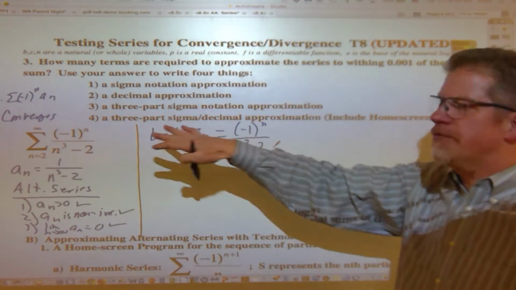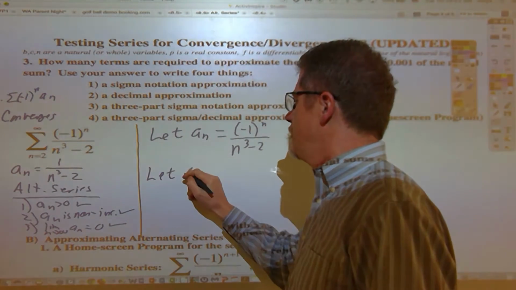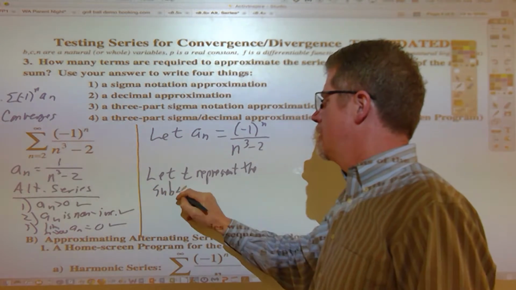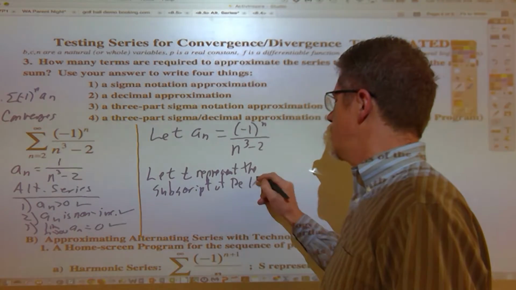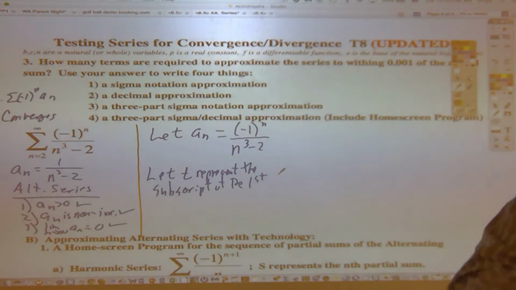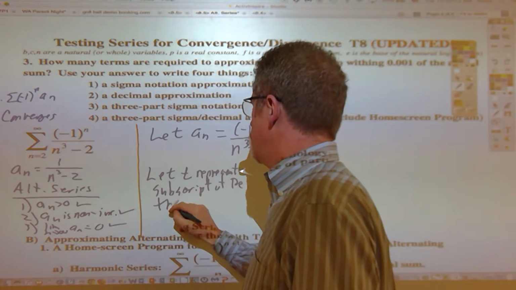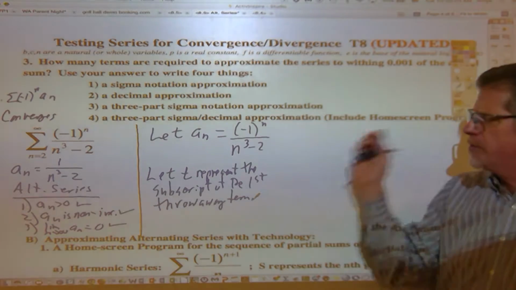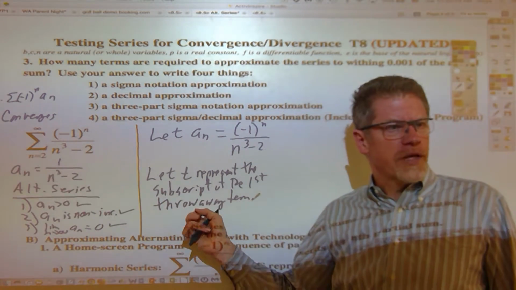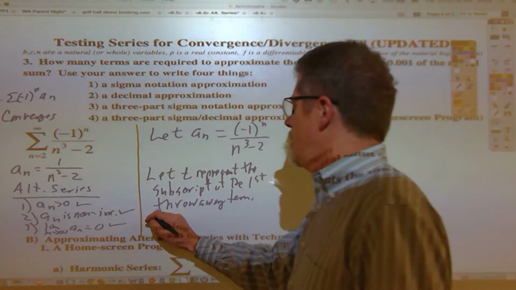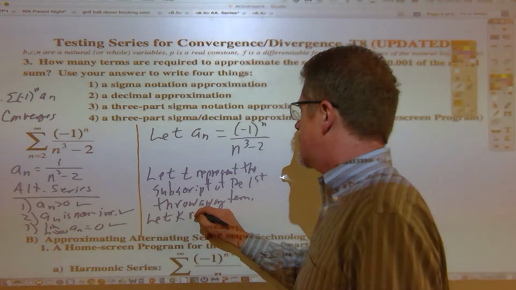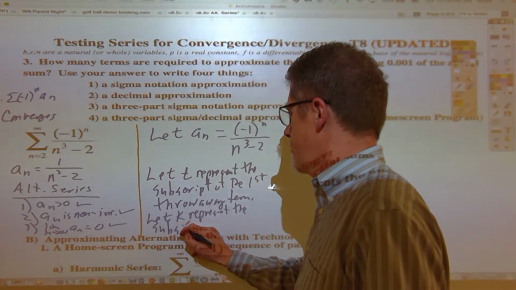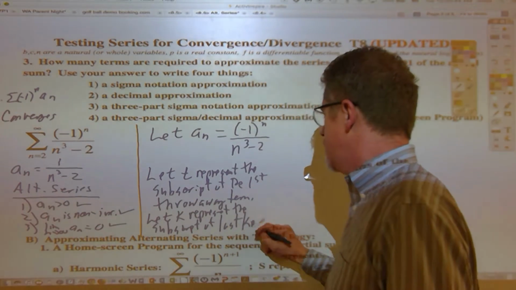Okay, we have to write 3 let statements. First of all, the let statement for a sub n. Second of all, let t represent the subscript of the first, and what does t stand for? Throwaway, the first term of the remainder, the first throwaway term. Throwaway is somewhat informal. The book calls it the first unused term, the first term you don't use. Basically, it's the first term that we throw away. And let k stand for kept. Let k represent the subscript of the last kept term.